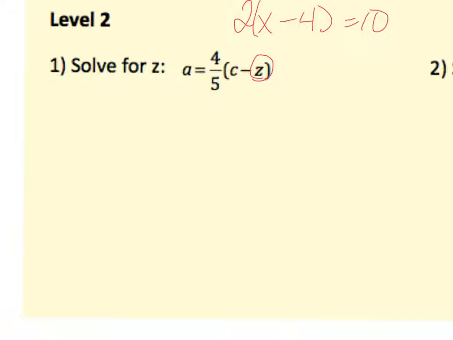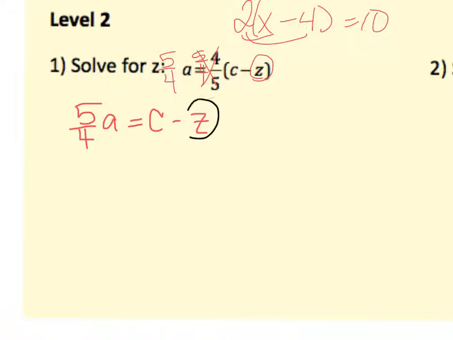When you're doing this with multiple variables, normally we would distribute a number out in front of parentheses. Instead, what I want to do here is get rid of this by multiplying by the reciprocal. The reciprocal of 5 over 4 is 4 over 5, and the reciprocal of 4 over 5 is 5 over 4. So if I multiply both sides by 5 over 4, this fraction on the right-hand side is gone, and I'm left with 5 over 4a equals c minus z. Right away, that 5/4 is gone, and I can get at that z that I'm solving for.